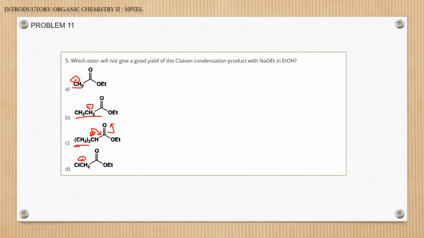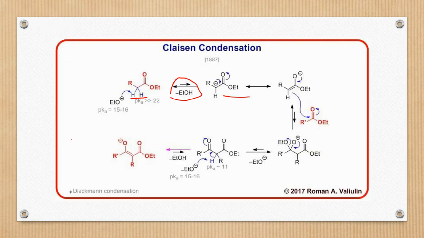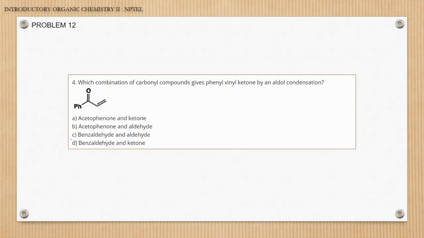That is why it is not going to give you a good yield for Claisen condensation, because for Claisen condensation the main thing is higher stability of the enolate that is generated. So here you will get less yield for the Claisen condensation. So option number C is the right answer. Is it clear? Okay, if it is clear, then I'm moving to problem number 12.